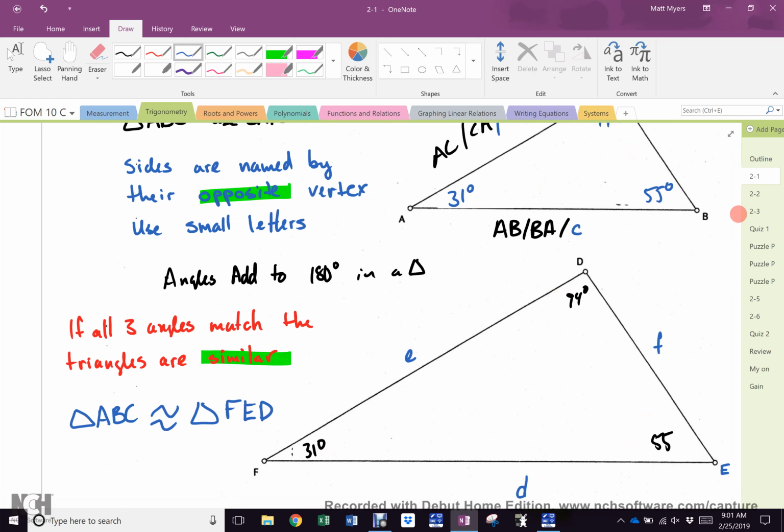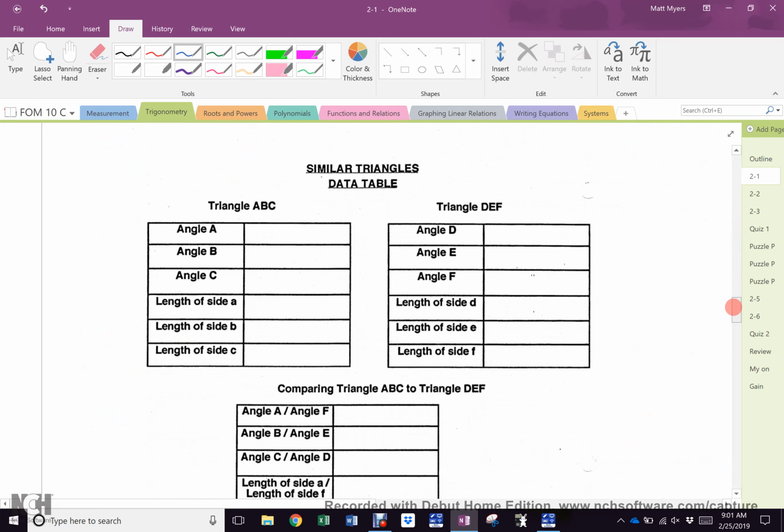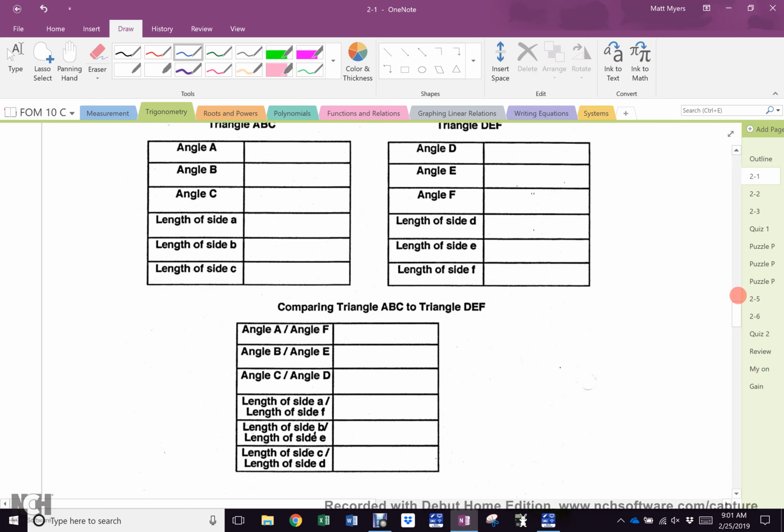All right. Now, turn the page over. Most of this chart is not important. We already know the angles, right? We knew A was 31, B was 55, C was 94, and F was 31, E was 55, and D was 94. We already knew all that, right? So now I want the lengths. Now again, whenever I got students do this, I'd get like 18 different answers. How many answers can there be to the question, the length of side A?